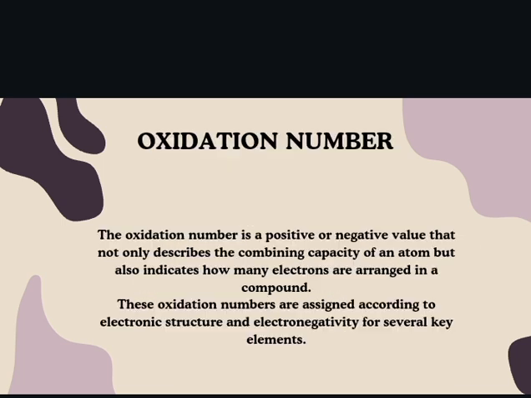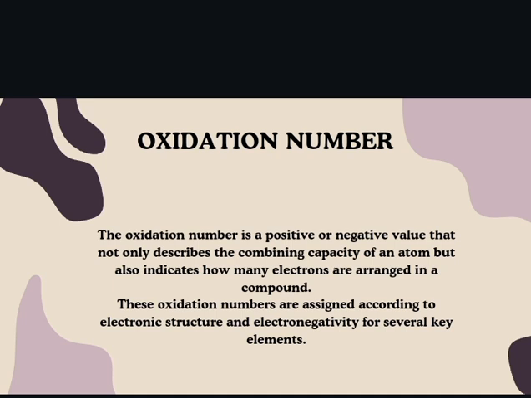Oxidation number. The oxidation number is a positive or negative value that not only describes the combining capacity of an atom but also indicates how many electrons are arranged in a compound. These oxidation numbers are assigned according to electron structure and electronegativity for several key elements.